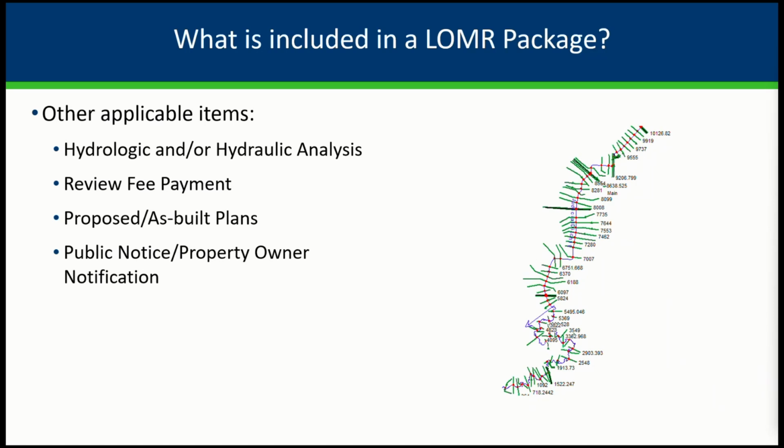Make sure you have a review fee payment if you need it. Any proposed plans or as-built plans are really important for project-based LOMRs and CLOMRs. And then if a public notice is required, that is also included. Typically, like I said in that first overview of the process slide, we see projects go through the review with DNR and then FEMA and then send out that public notice. This way, any updates that are resolved during the review can be reflected in the final public notice.